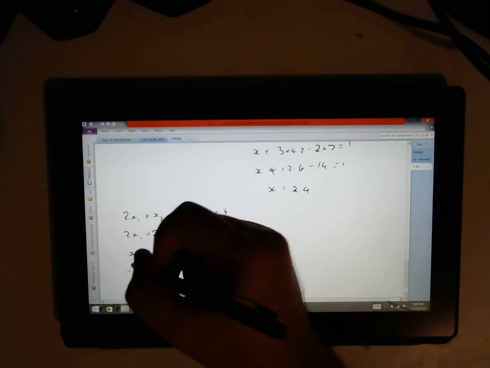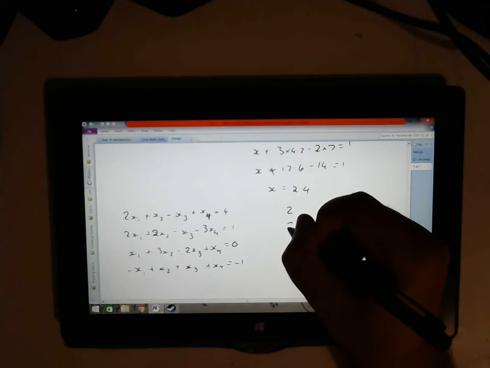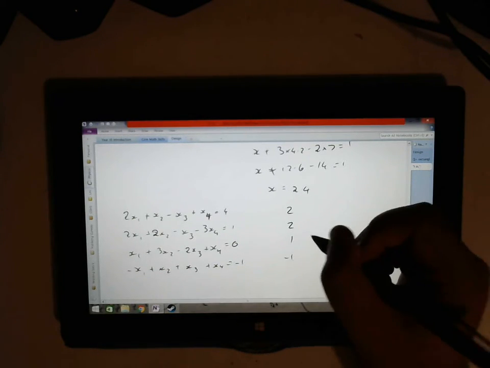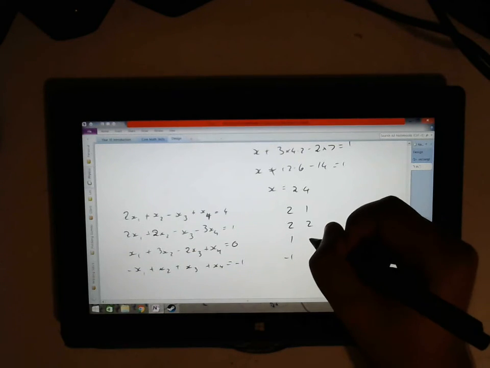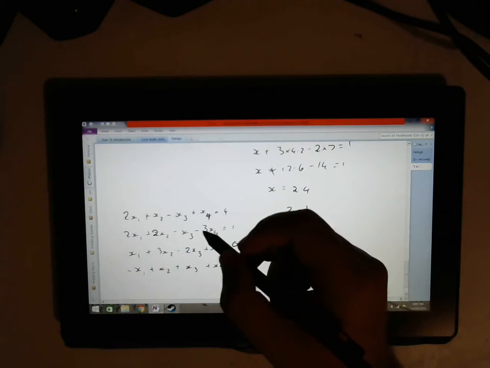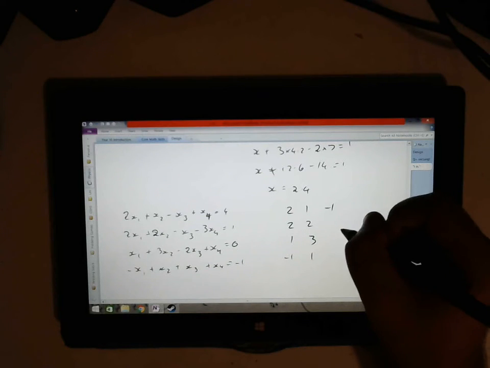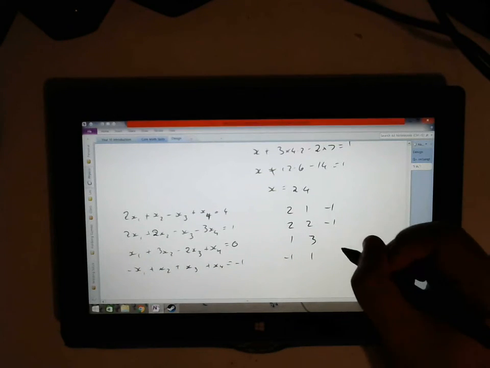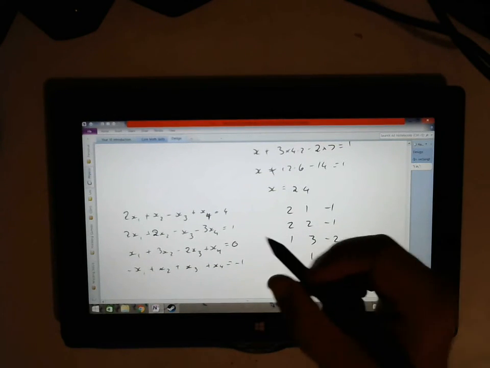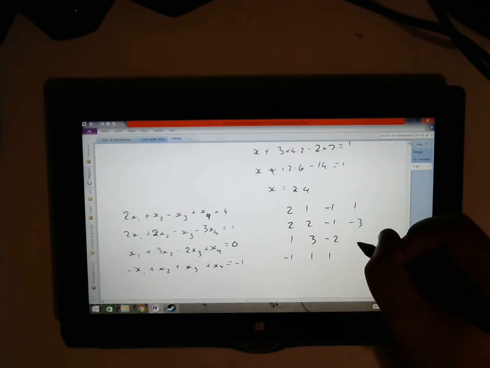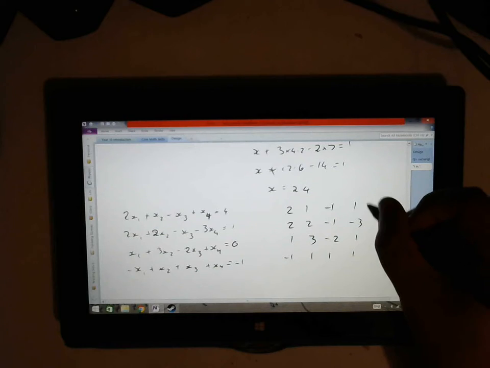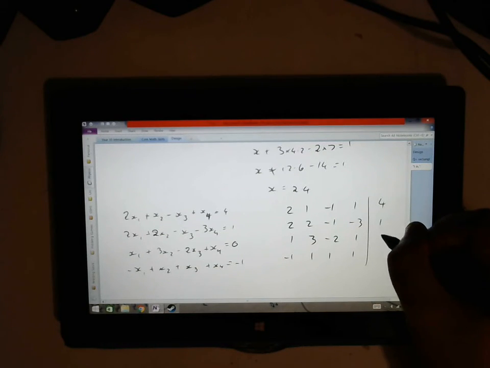So down our x1 column, 2, 2, 1, minus 1. Down our x2 column, 1, 2, 3, 1. Down our next column, minus 1, minus 1, minus 2, and 1. Down our final column, 1, minus 3, 1, and 1, augmented with 4, 1, 0, minus 1.